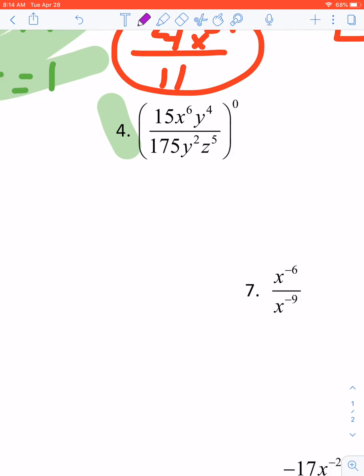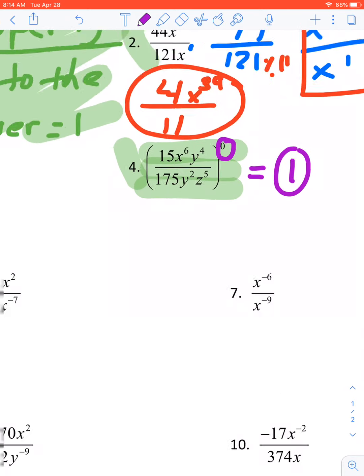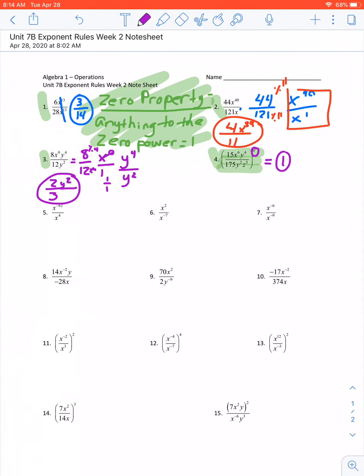So I have 15x to the 6th, y to the 4th, over 175 y squared z to the fifth, everything to the 0 power. Every single thing, this entire thing, is to the 0 power. So if everything's to the 0 power, my answer here would just be 1. So really pay attention. If the whole thing is to the 0 power, the whole thing goes to 1. But like on number 3, just the x went to the 0 power, so just the x went away. So that's your 0 property notes for today.